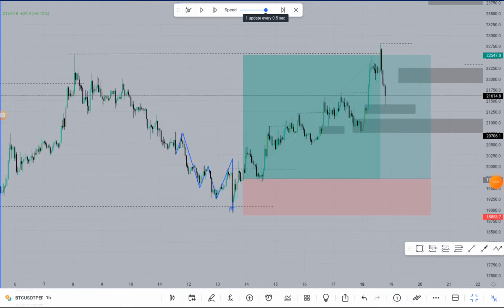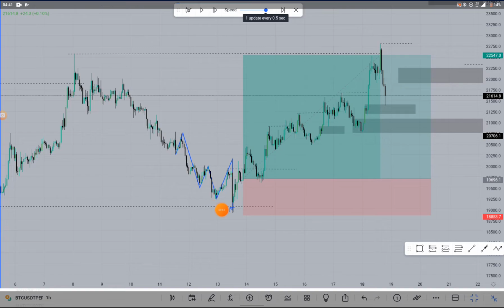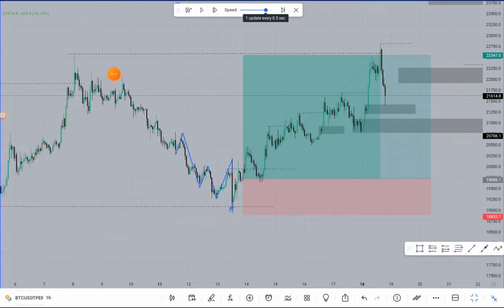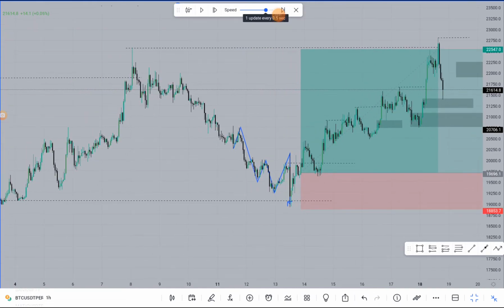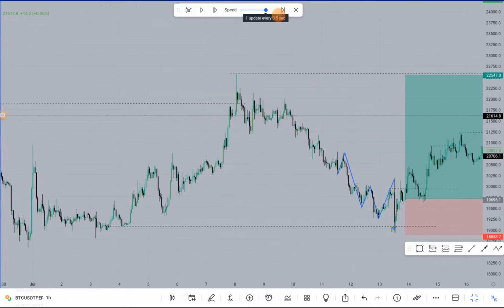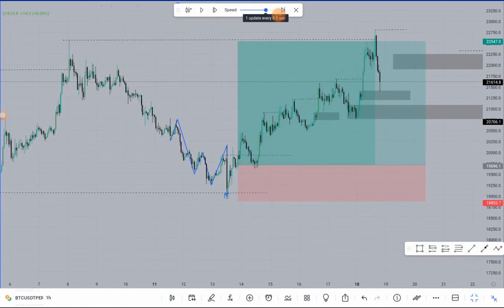So the first thing is to draw your support, then draw the last high before price touches your support. You mark it out, wait for price to break that high, then you place your entry for a buy long, and take profit at the previous high. It's very simple. That's how you trade with support and resistance.